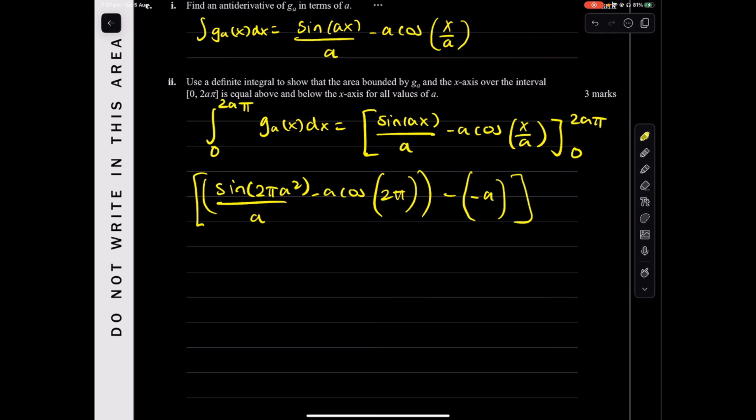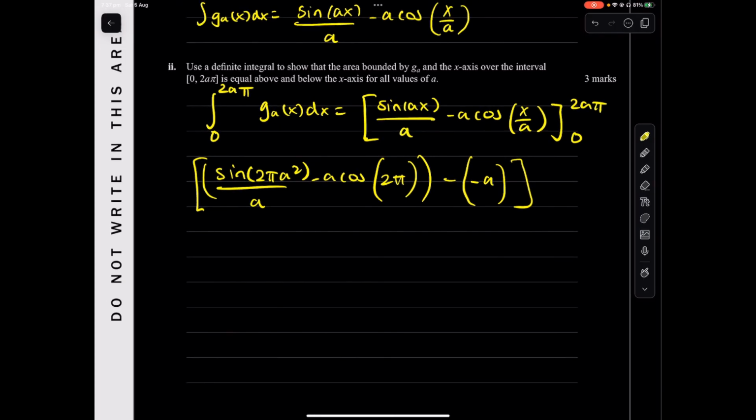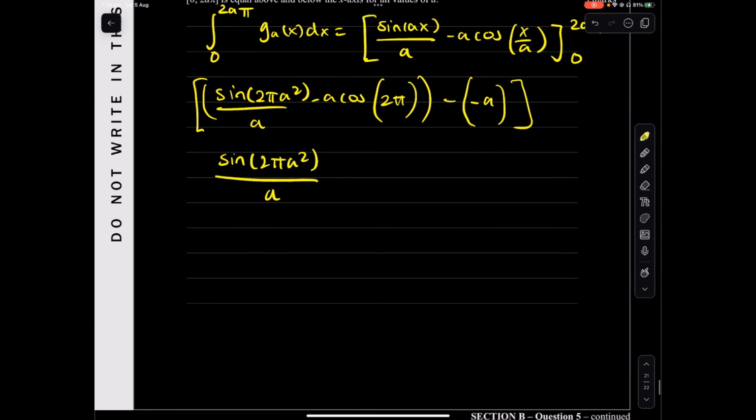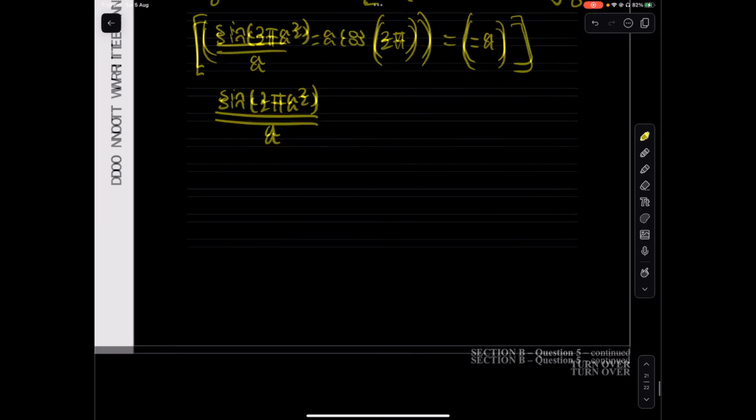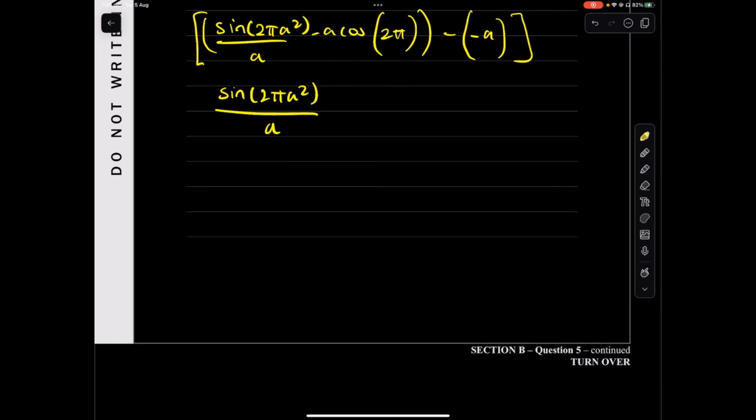Okay, so simplifying this, we have sine 2 pi a squared. Cos 2 pi is just 1, so negative a plus a, so that cancels out. And we want to show that it equals 0, by the way. If it equals 0, then 2 pi a squared, because the a squared is being squared. Let's say a equals negative 1, it always gets squared, so it's always positive.